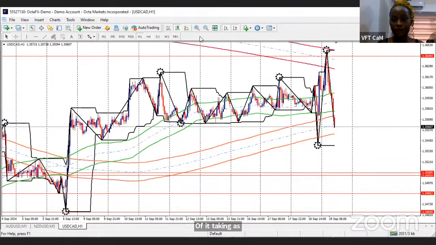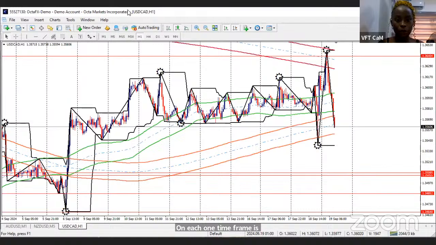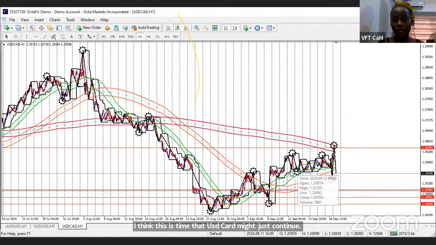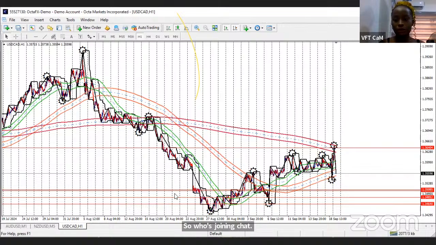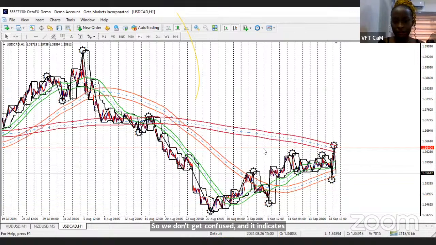On the H1 time frame, price traded into our trend, printed sunshine, it is heading lower. So I think this is the time that USD CAD might just continue. I think this is when USD CAD will continue its move downward. So now that I've seen this on H1, I'm trying to delete these lines so that we don't get confused. I know the indicators are already plenty, so just delete them.